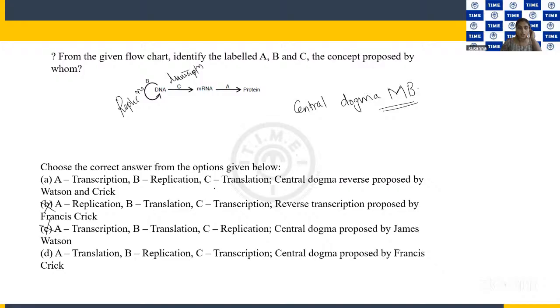Here C is translation. So we understood that this is the wrong statement, C as transcription. Then A is what? From mRNA to protein, it is translation. Clear? So A is translation, B replication, C transcription, and this is the central dogma proposed by Francis Crick. So this is the correct answer.